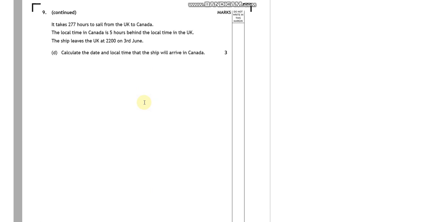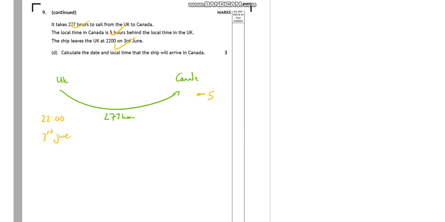So we've got a time question here. We're going from the UK to Canada, and it takes 277 hours to get there. Canada is 5 hours behind the UK. So take away 5. So I've done this, and the ship leaves at 10 o'clock PM, 2200 hours, and that's on the 3rd of June.